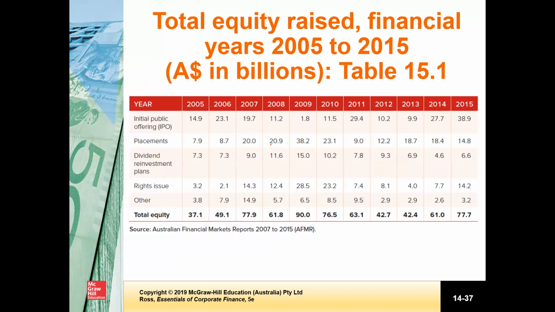So this table shows total equity raised in Australia for the period from 2005 to 2015. You can see that the initial public offering increased from 14.9 billion to 38.9 billion over this 10-year period. And you can see similar trends for the private placements as well as the rights issue.